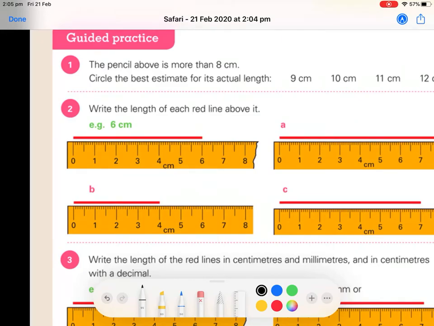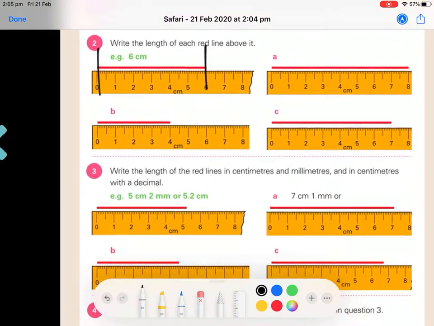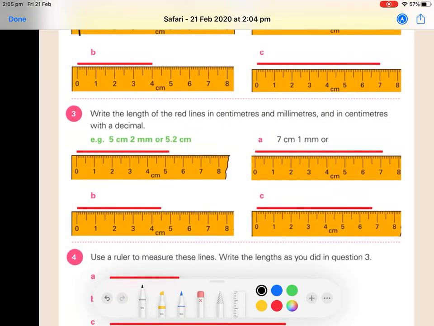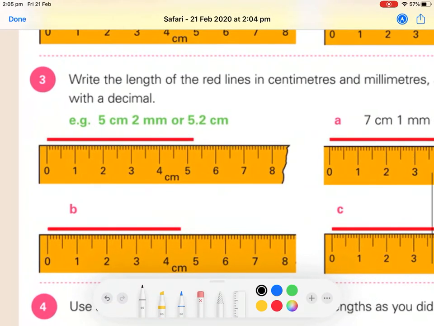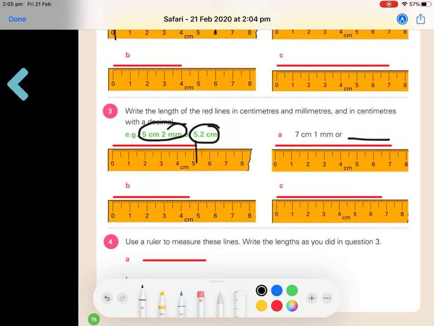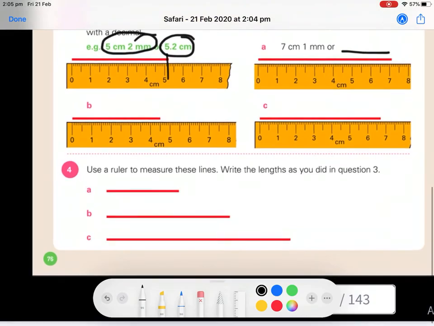Write the length of each red line above it. So measuring, you can see where that lines up. It's making sure it's on the 0. It's good to go. For example, 6 centimetres. Okay. Write the length of the red line in centimetres and millimetres, and then in centimetres with a decimal. So you can see this one here is 5.2 centimetres or 5 centimetres and 2 millimetres. So you've got to write both the measurements.